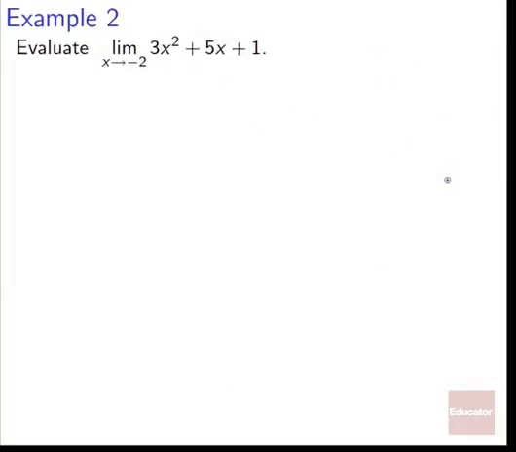Great. Next one, evaluate the limit as x goes to negative 2 of 3x squared + 5x + 1. We could graph this, right? This is just a parabola. It wouldn't be too tough for us to graph. And if we graphed it, we'd wind up seeing that it looks something like this.